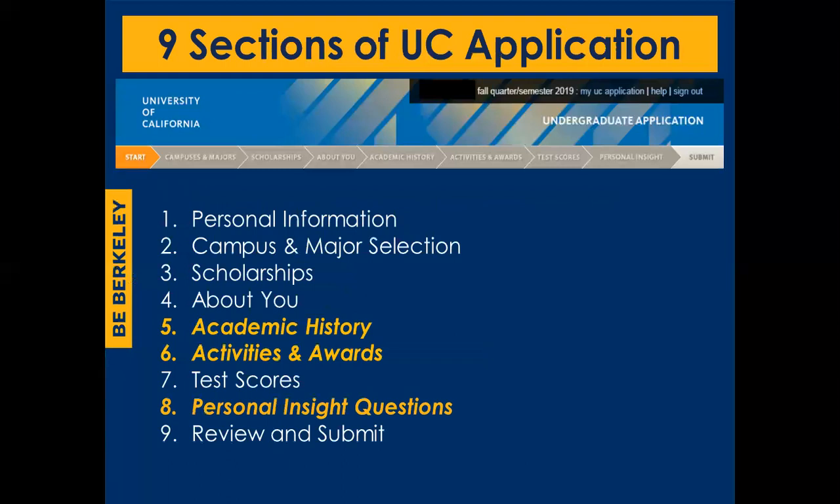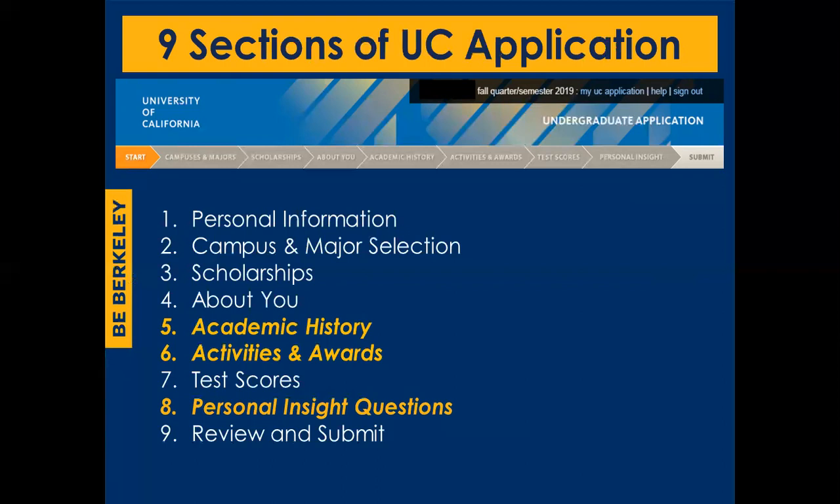So in the UC application, there's 9 sections. The first 4 sections, personal information, campus and major selection, scholarships, about you, a lot of that is self-explanatory. A lot of that is coursework and things that you've already done that pretty much you've completed. There's not much you can do anymore to really change a lot of that information, right? You're either going to take courses that you may be repeating in the fall, continue to do well, and then continue to do well in the spring.